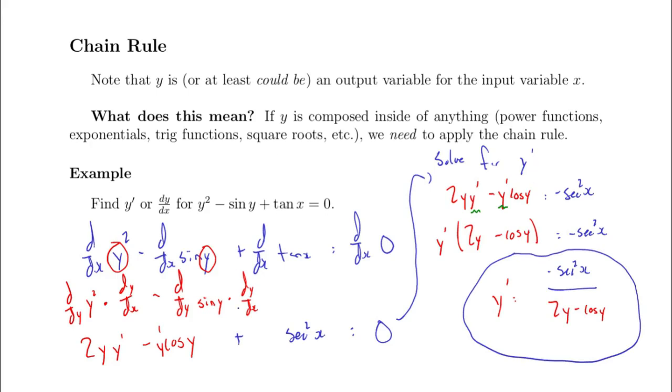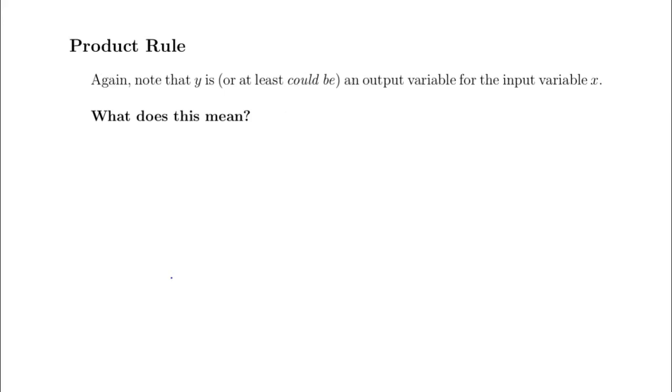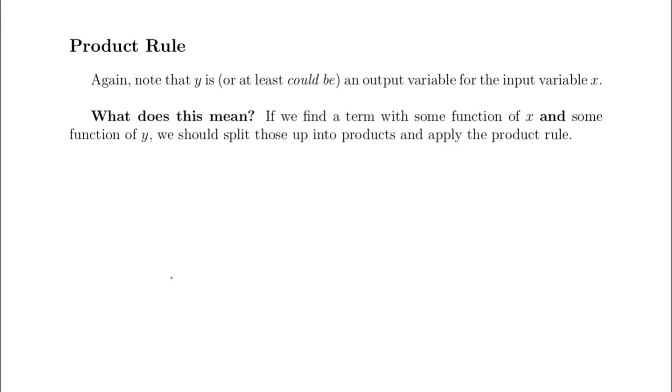Same thing. So we can apply the chain rule here by just stepping through those linking derivatives. The product rule, okay, again, note that y is, or at least it could be, an output variable for an input variable x, and that means that when we have terms with x's and y's in them, we have products of functions, because y in and of itself is its own function, or at least output. I don't want to say function because, again, we might not have an actual function. We might have like a circle where it breaks the vertical line test. But outputs. So we have different outputs multiplied by each other. So we're going to have to split them up and apply the product rule. Find the derivative of each piece individually and piece them all together.